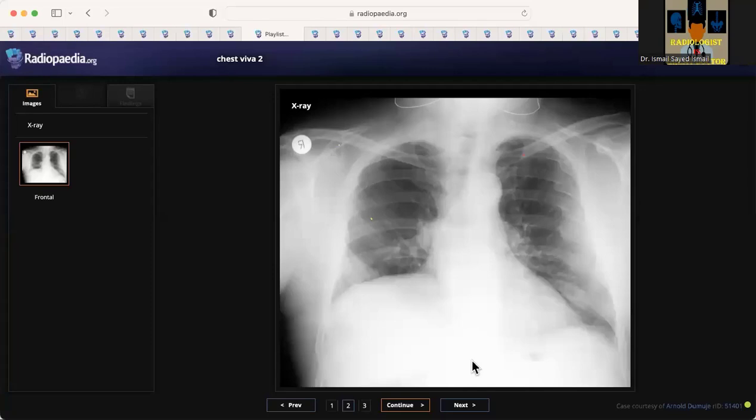I don't see right hilar abnormality. Okay, can you just tell me a bit more about the hemidiaphragm? The hemidiaphragm on the right side appears elevated, but the diaphragm itself is continuous.